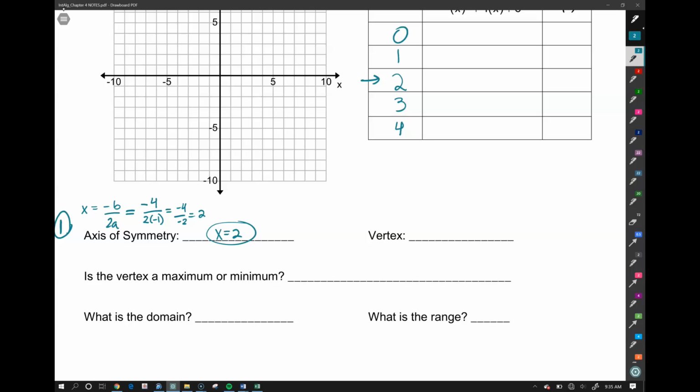Awesome, done, check. Now we have to find the vertex. So I found the x value, but what's the actual y value of my parabola? So I have to plug into the equation.